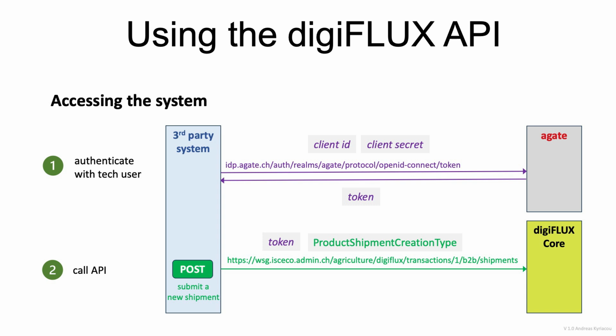Whenever a third-party system wants to make use of the API, the first step then is to authenticate itself. So with the credentials of that tech user, the first call is to this Agate authentication system, and Agate will return a token. And with that token, then a series of API calls can be made. The token has a timeout, but usually a single authentication will be enough for a whole series of API calls. The overall process is always the same. First, authenticate yourself and then send the POST or GET or whatever request to digiFLUX.